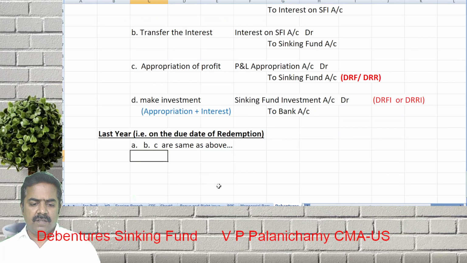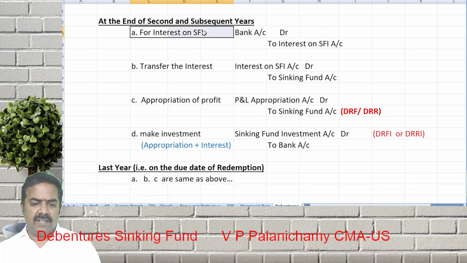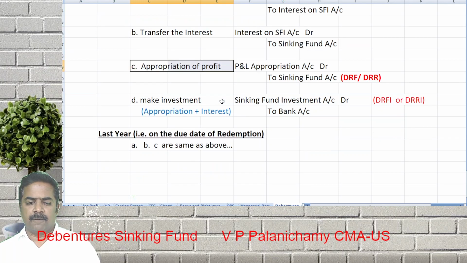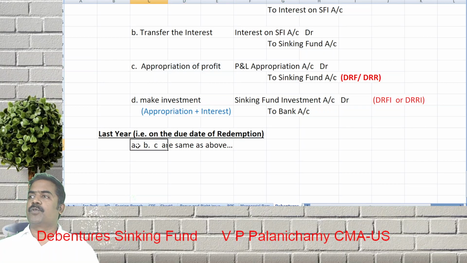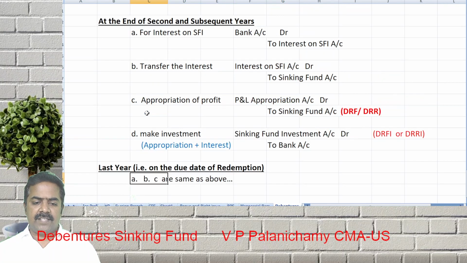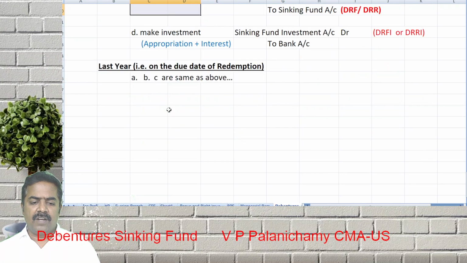Which means you will receive interest, you will transfer interest. Last year also you will set aside the profit, but the profit will not be invested. Profit will not be invested. That money will be used for redemption. So that's why A, B, C are the same as above, but you will not make investment.